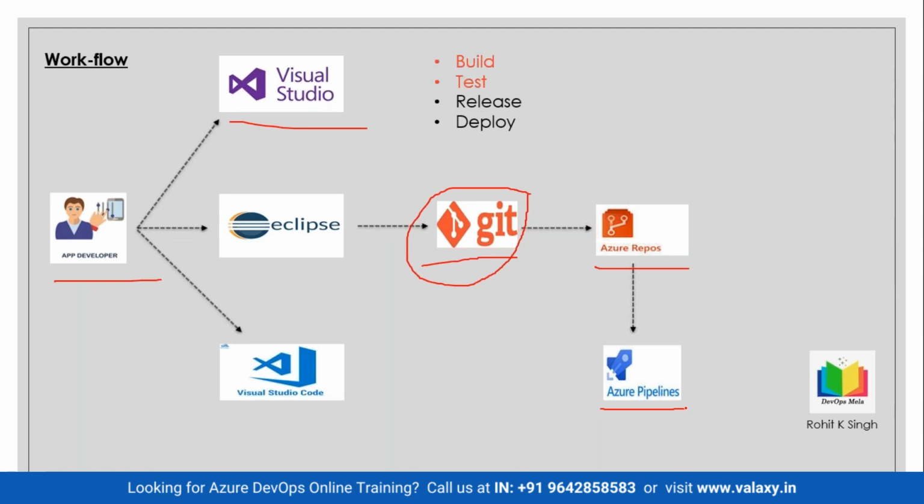Now in continuous integration, we'll focus on only 2 stages. When we say continuous integration, we'll focus on only the build and the test stage. Release and deploy are part of continuous delivery and deployment, which we'll talk about later. For now, we'll focus on build and test. Now, what exactly is build?